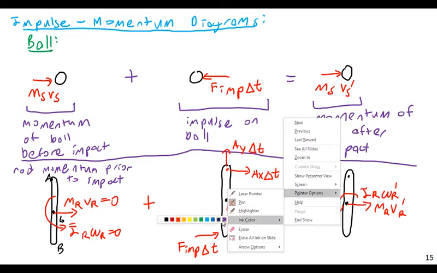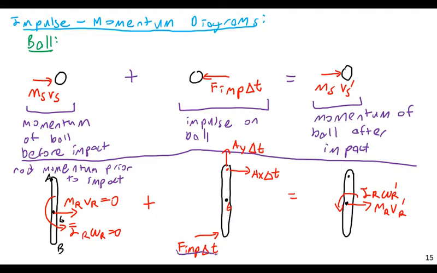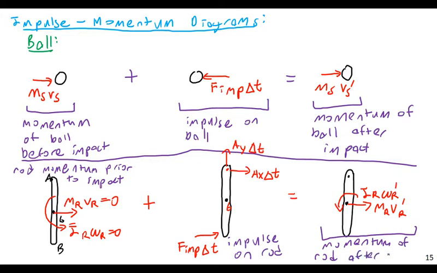And I do have one final note. Not final for the day, just final for this problem. This is the impulse on rod. And this is the momentum on rod, or of rod, after impact. And we're talking about immediately after impact. Let's see, one other thing.